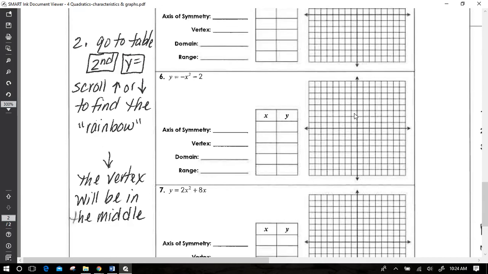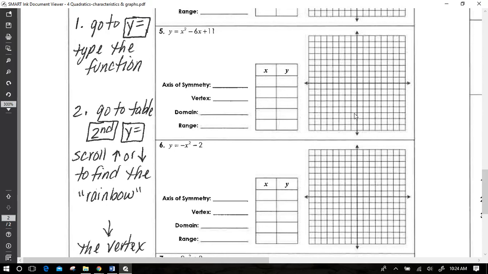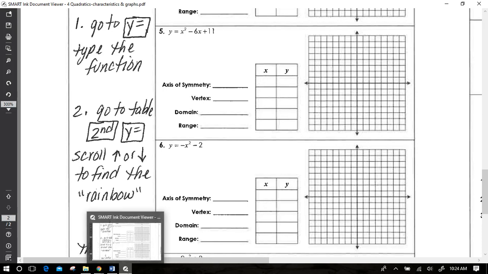Okay, so we're just going to do one or two of these. Let's see. I guess number 5. We'll do number 5. So pull up your calculator.